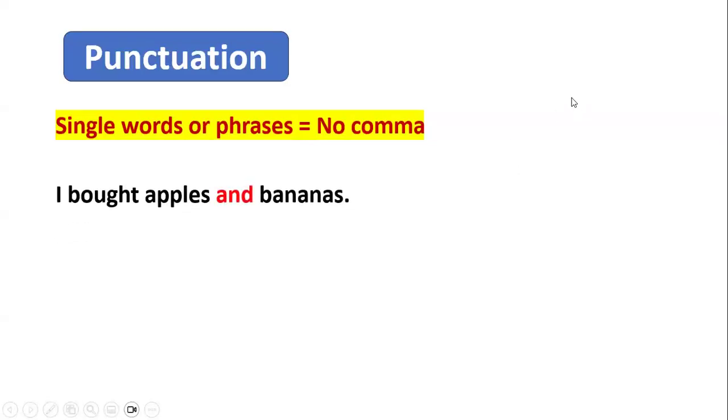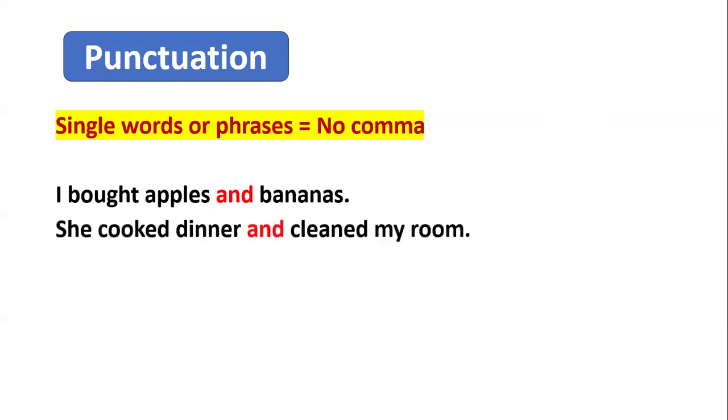For example, if I'm talking about this, I bought apples and bananas. There's no need here to use a comma, okay? If I use something like this, she cooked dinner and cleaned my room. Now be careful that what came after and is not a complete sentence. What does this mean? I did not use a subject. ما في فاعل. يعني here I have a subject. في فاعل وفعل. She cooked dinner. This is a complete sentence.